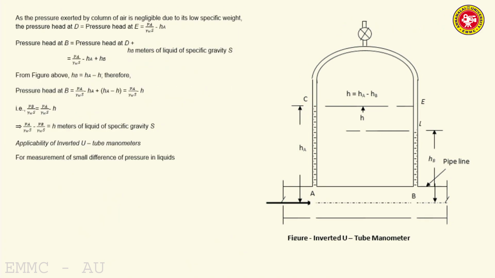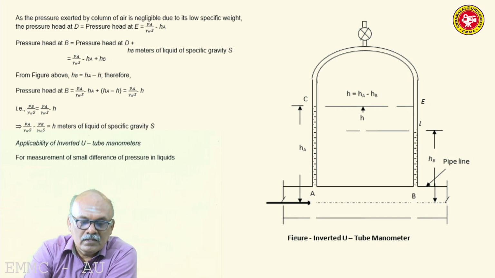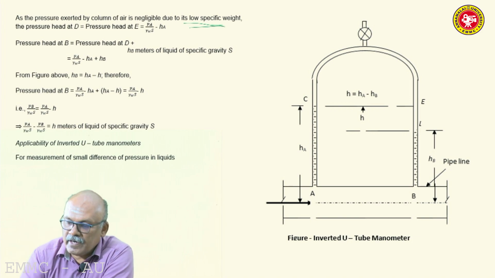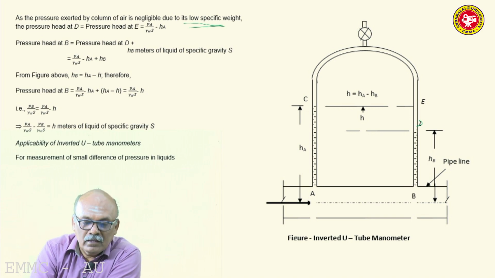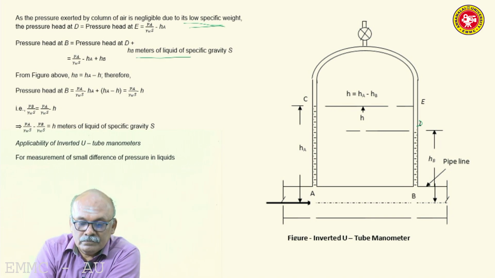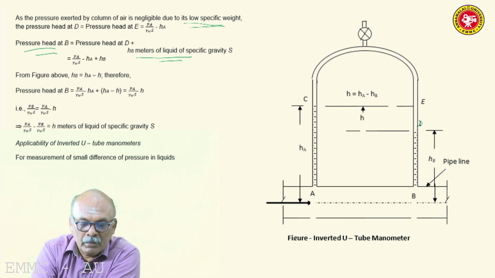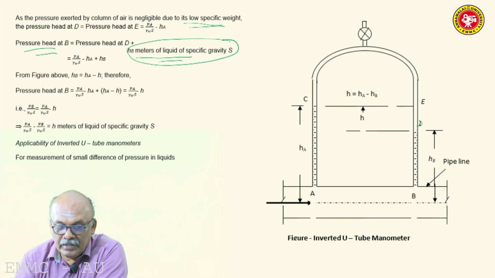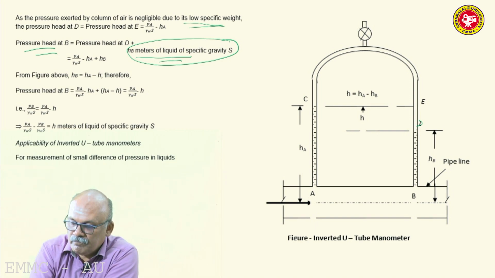Now as the pressure exerted by column of air is negligible, the weight density or specific weight of air is very, very less. So let us ignore the pressure exerted by column of air due to its low specific weight. So pressure head at D will be equal to pressure head at E. Then you are coming down to B. So pressure head at B will be pressure head at D plus HB meters of liquid of specific gravity S. So what is HB? HB is equal to HA minus H.